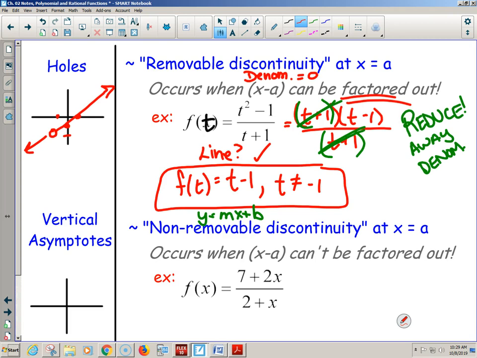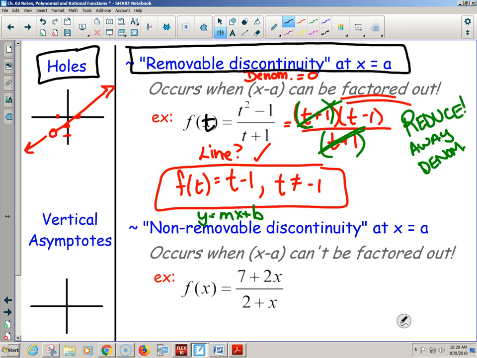Anytime the denominator can be factored away, I have a hole, and I can look at the division or the factored form and the whole line. Removable discontinuity, that is a hole. But are those the only domain problems that can happen in rational functions? No, there's one more. This one, did negative 1 make the bottom 0?